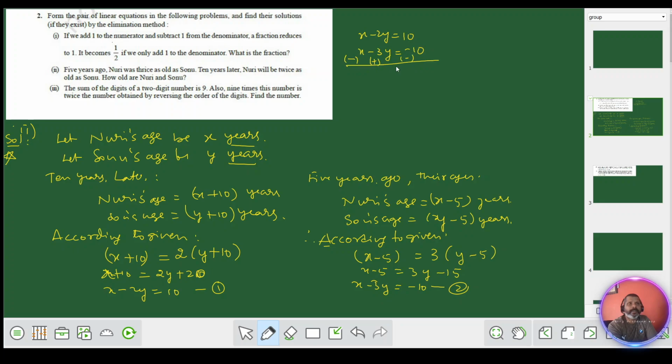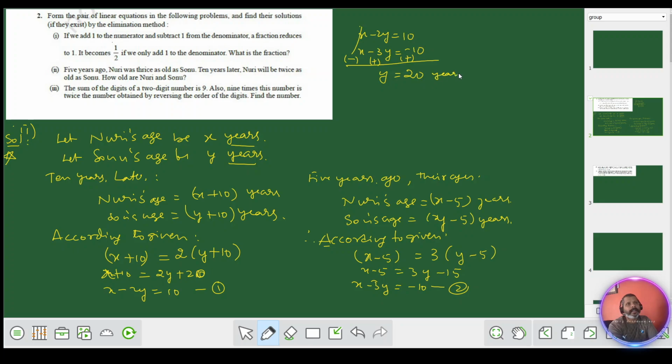Before subtracting, make sure you make the opposite signs for the terms in the second line. So x and minus x, when they are added, they get cancelled. Minus 2y plus 3y, again I'm repeating here, you have to consider the new sign. Minus 2y plus 3y becomes y. Plus 10, sorry, this will be plus. Plus 10 and plus 10 will be 20. Therefore, y we got 20.